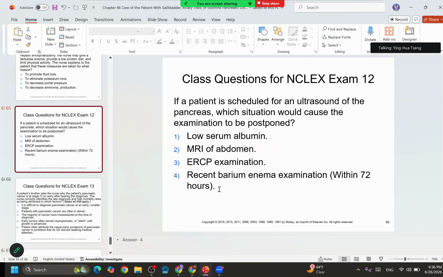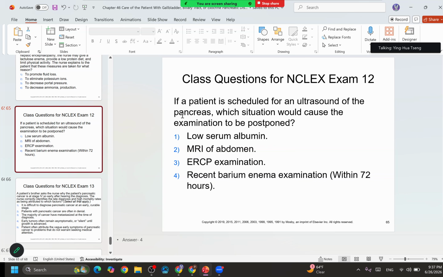So remember when we drink the barium enema, what happened? All the barium, this kind of dye, is going to be all in your GI system, right? So that's why when we go to a CT scan or X-ray, you're going to see the colon with all the barium. So now we don't want to see the colon, we want to see the pancreas, but the barium is going to be blocking the pancreas.